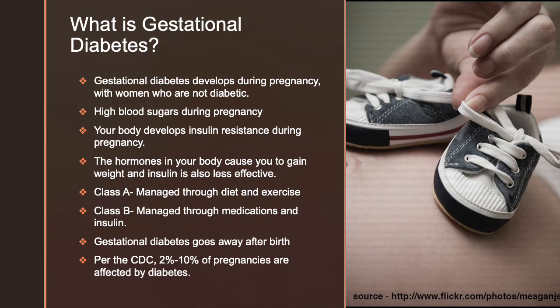Gestational diabetes can be classified as Class A or Class B, meaning that Class A is managed through diet and exercise, while with Class B, women can manage their diabetes through medication and insulin. Gestational diabetes does go away after birth.